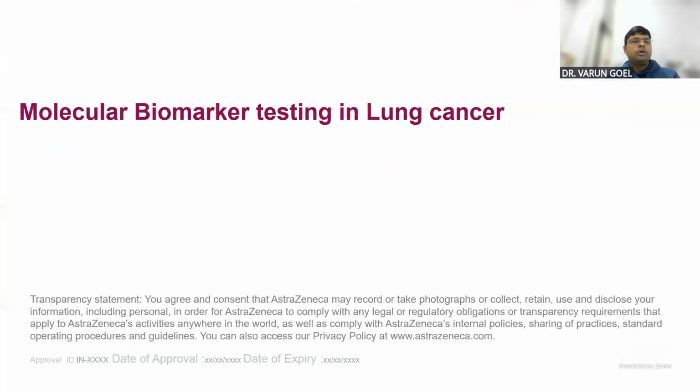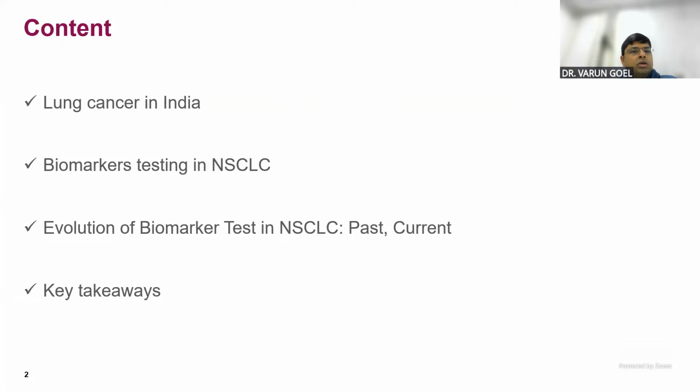So I will talk about the role of molecular biomarker testing in lung cancer. As we all know, the terms personalized medicine, targeted therapies and immunotherapy have all come through this area of oncology, lung cancer only. So these are the subheadings, and I'm going to discuss this presentation under these headings.